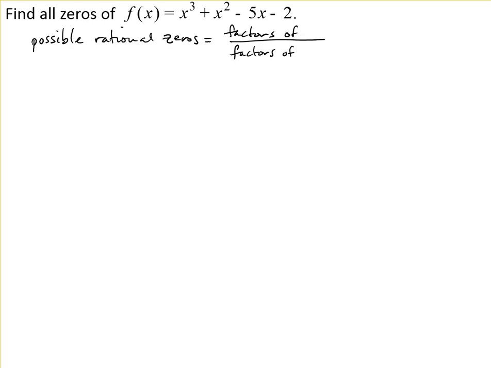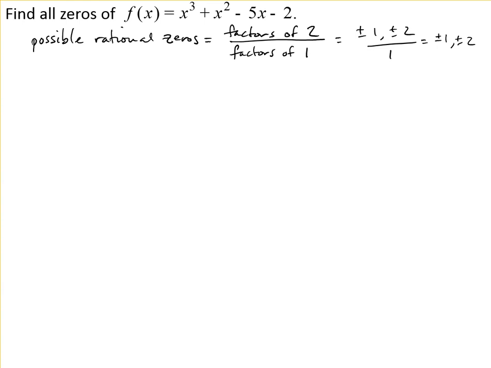And that's going to be all of the factors of the constant term 2 over factors of the leading coefficient 1. So the only factors of 2 are 1 and 2. The only factor of 1 is 1. So my possible rational zeros are plus or minus 1 or plus or minus 2. So there's only 4 possible rational zeros. So we start using synthetic division to check those.